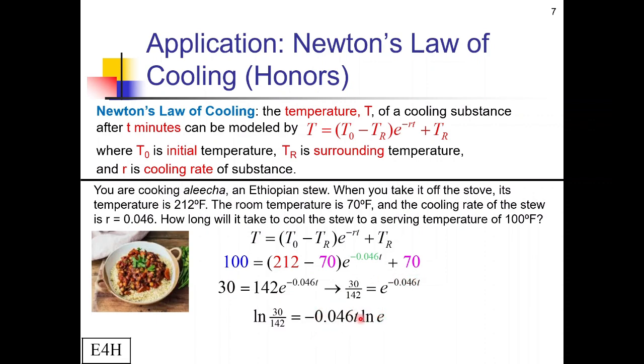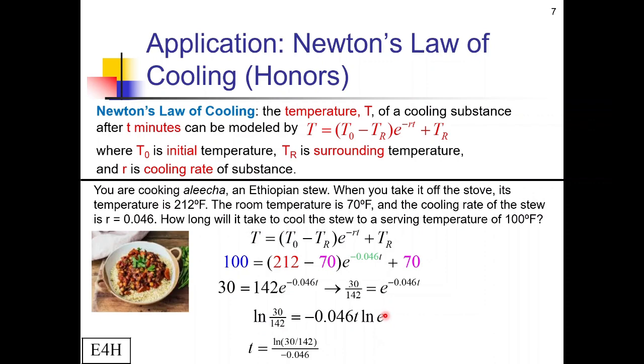The pop-out rule gets our t out of exponent land. And just like before, thankfully, ln of e is really just 1, so I can just kind of forget about it. And to get t, I just need to divide by this negative 0.046. So I've got ln of 30 over 142, that whole fraction is inside the ln, all of that divided by this negative number.